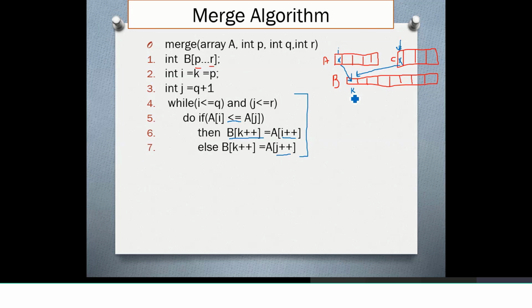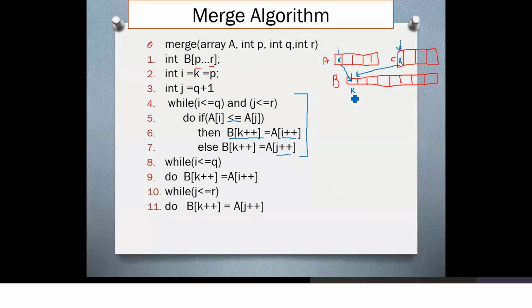Now it just keeps on doing this activity. Now after this loop, there is a possibility that some items remain in the A part of the array, and there is also a possibility that some items will remain in array C.